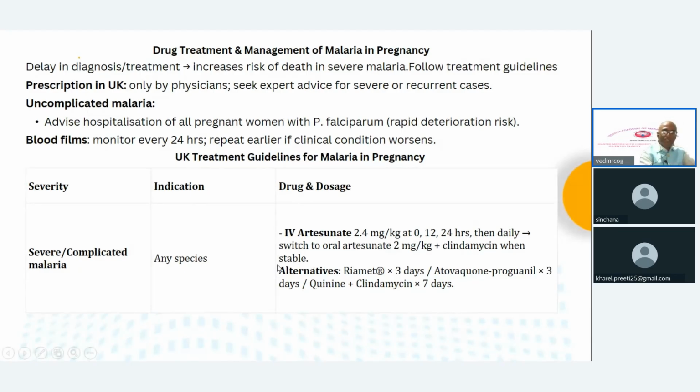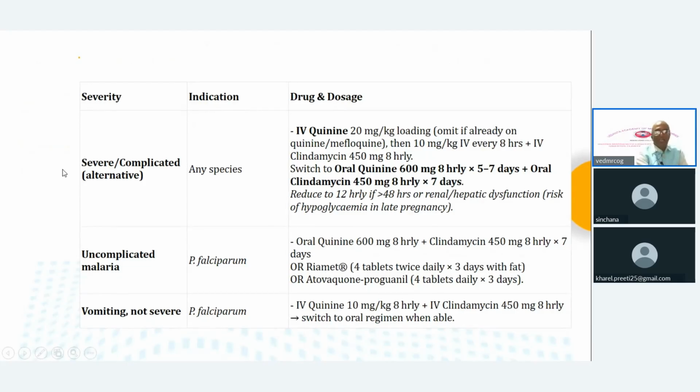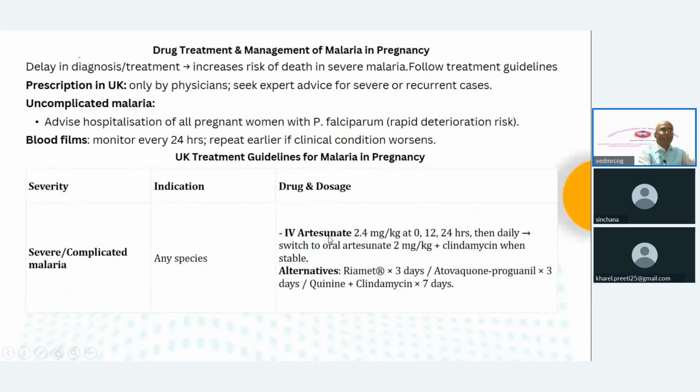An alternative to artesunate: either you can give Riamet for 3 days, or atovaquone proguanil for 3 days, or quinine plus clindamycin for 7 days. So these are the other alternatives for severe or complicated malaria. The drug of choice will be IV artesunate. Then severe or complicated malaria alternative. The drug of choice here we have seen is artesunate.